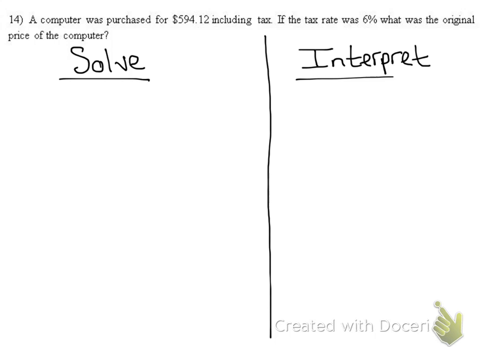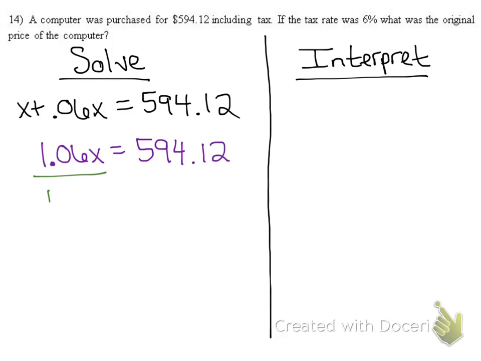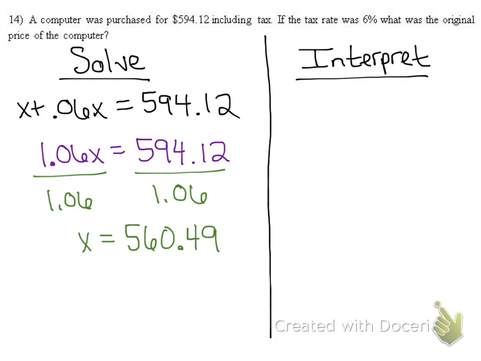So now I'm ready to solve and interpret. I'm going to go ahead and rewrite the equation from my translate box into the solve box. X and 0.06x, those are like terms, so I can combine that to 1.06x, and then continue to divide in order to isolate the x. Again, based on the previous slide, x by itself was used to represent the original price, so when I go to interpret, I need to make sure and explain that that's what that result means.